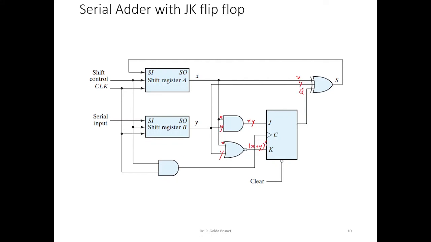The clock that is driving the flip-flop will be the same clock that is used to drive the shift registers as well. We have the shift control and the system clock supplied to the AND gate, and that is what is driving both the shift registers as well as the JK flip-flop. So this is the circuit for performing serial addition using JK flip-flop.